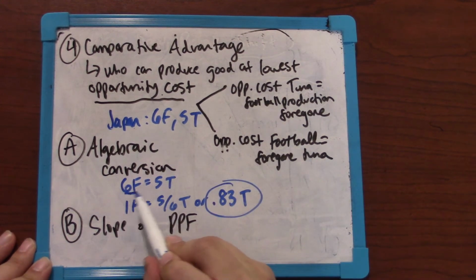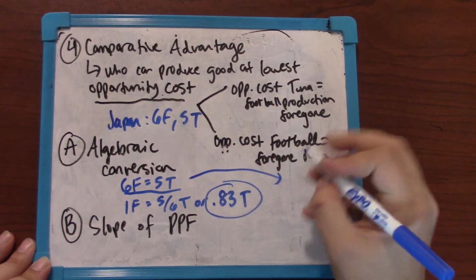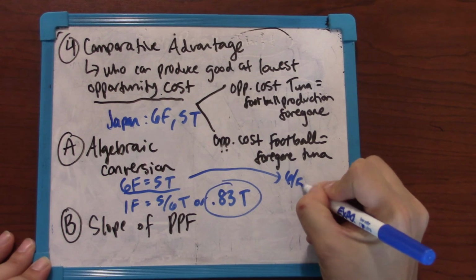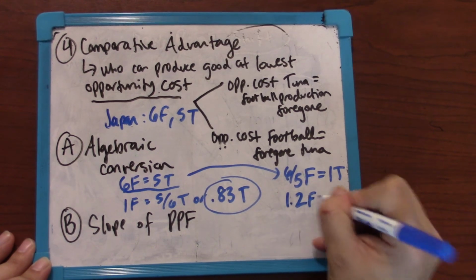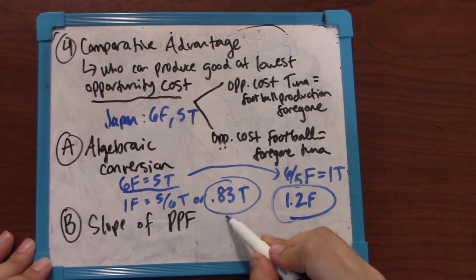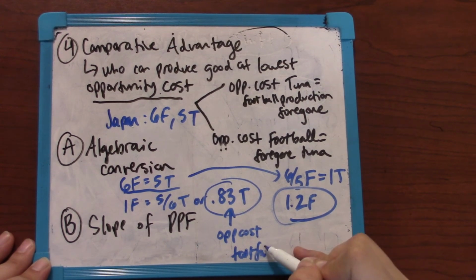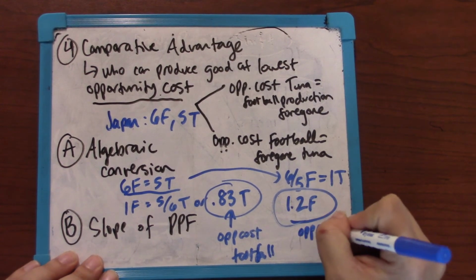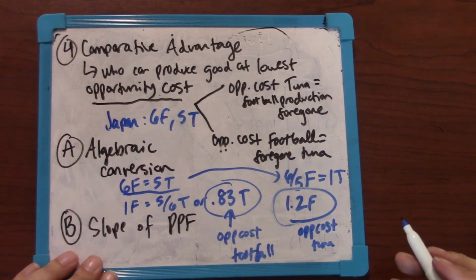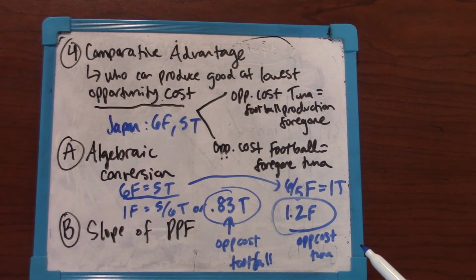And if we wanted to isolate this down to what 1 tuna is worth in terms of football, we would divide both sides by 5. 6/5 of a football is equal to 1 tuna. That's 1.2 football games. So the opportunity cost of football is 0.83 tuna. The opportunity cost of tuna is 1.2 football games. And now in class, we'll talk about how we use those opportunity costs to decide who should specialize in which good.